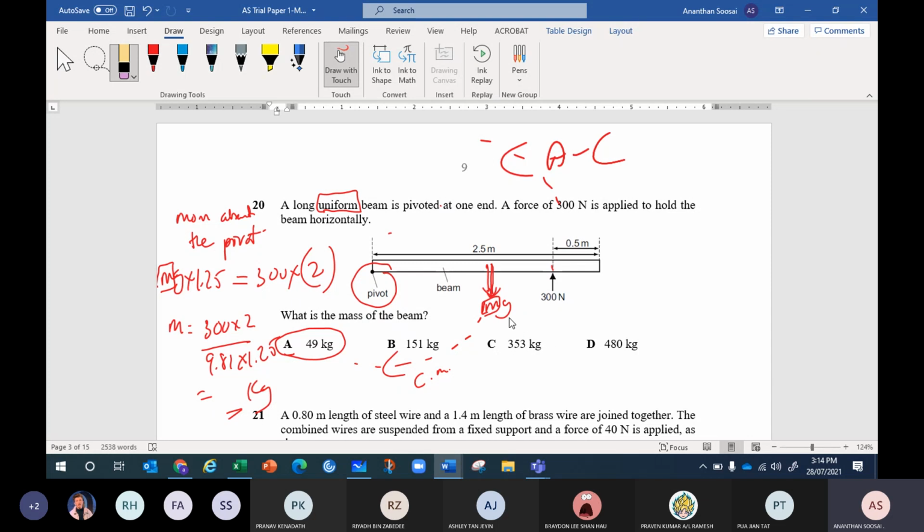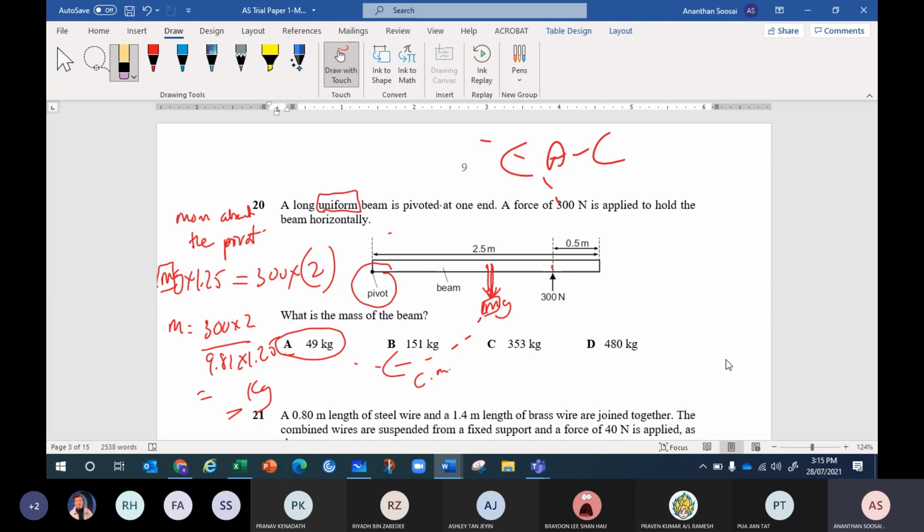353 kilograms times 9.81, quite huge. No, I think there is a mistake in the mark scheme. It cannot be, because weight times 1.25 should equal 300 times 2. This for sure. So I think there is a mistake in the answer. It should be A. 49 times 9.81, roughly 10, is 490; 600 divided by 10... Yeah, should be A.